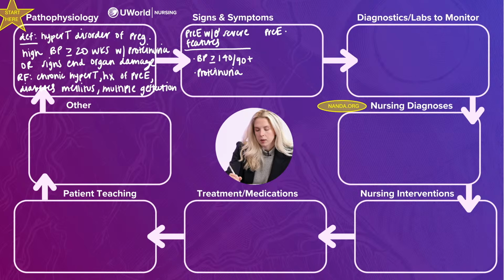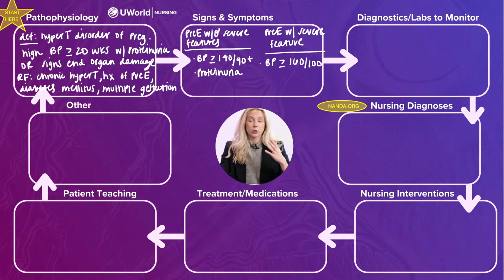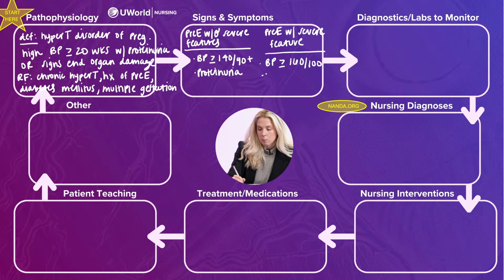And then we divide this between pre-E with severe features. So we're getting a little bit more serious here. This is the more complex manifestation of preeclampsia. Here we're going to see blood pressure that is greater than or equal to 160/100 or greater. We're going to see signs of thrombocytopenia as a potential manifestation. Alrighty, so the platelet count is decreasing.